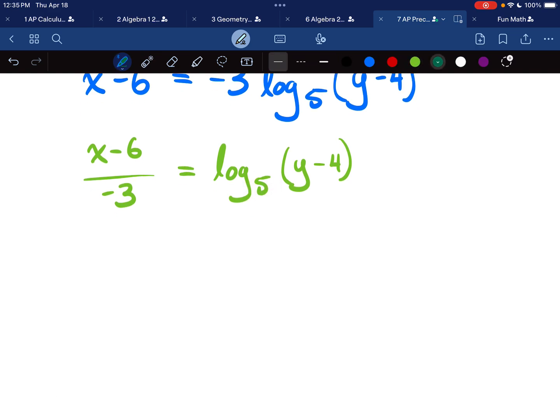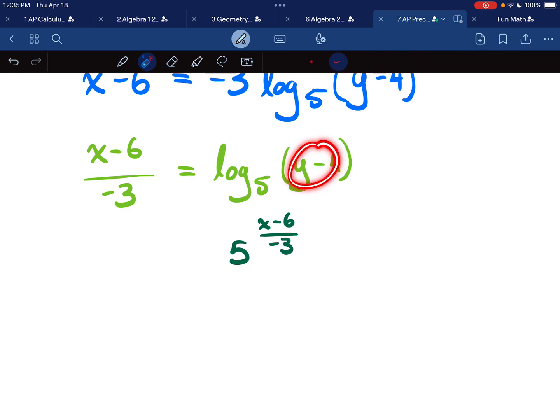So I'm going to say, in a new color, 5 to the power of, and then these two switch. So this is now the power. I'm going to say 5 to the power of x minus 6 all over negative 3, my bad. That's the power. And then this y minus 4 is going to come to the left-hand side, which means this y minus 4 is going to come down over here. We're going to say y minus 4 is equal to that 5 to the power of x minus 6 all divided by negative 3. We're almost done.